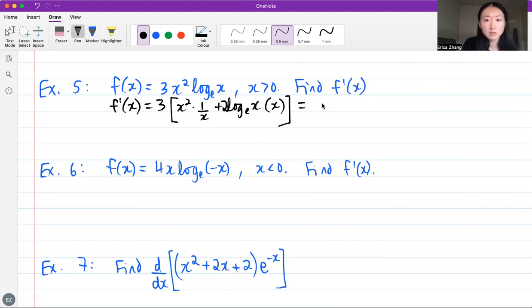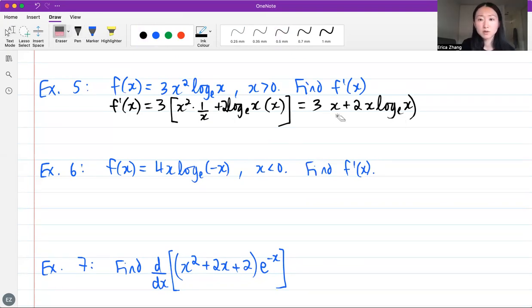And then cleaning this up a little, 3 times x plus 2x log base e of x. And if you wanted to, you could also pull an x out of both terms.